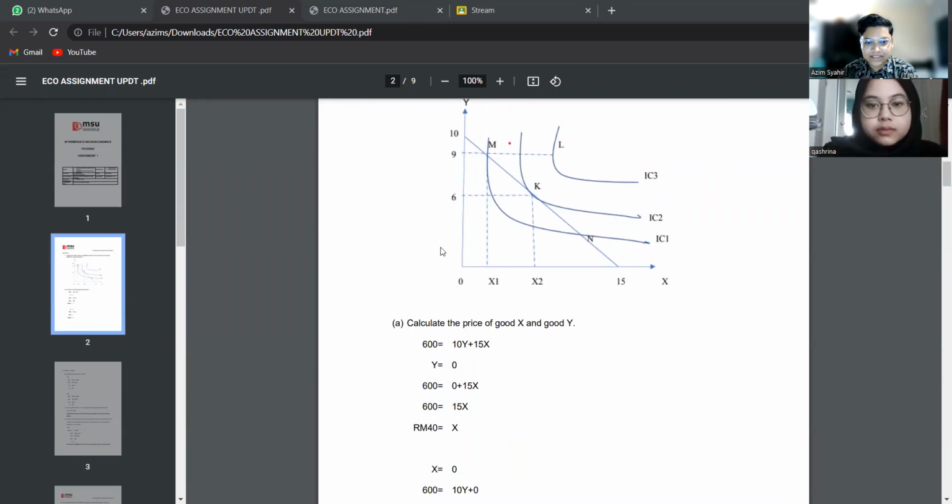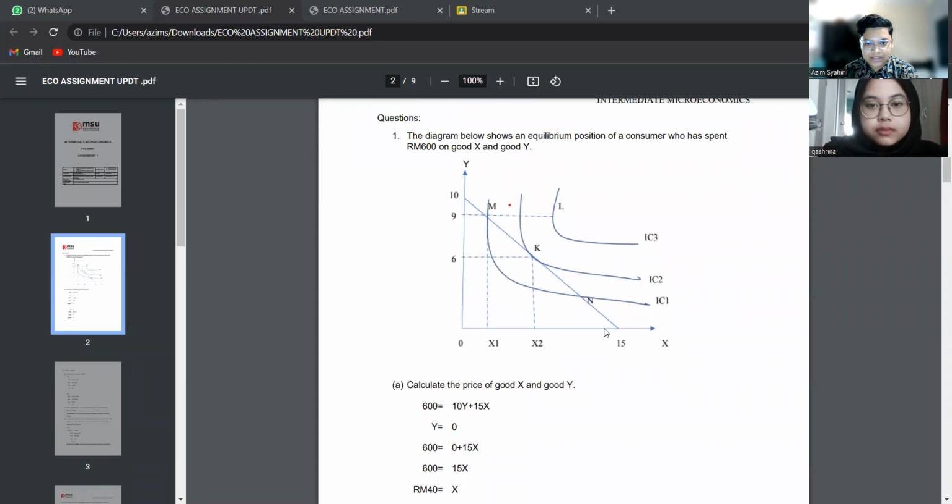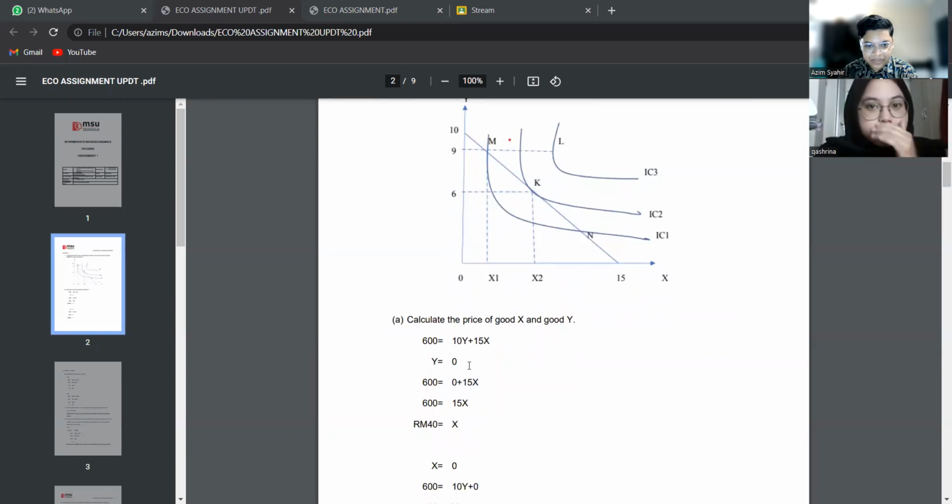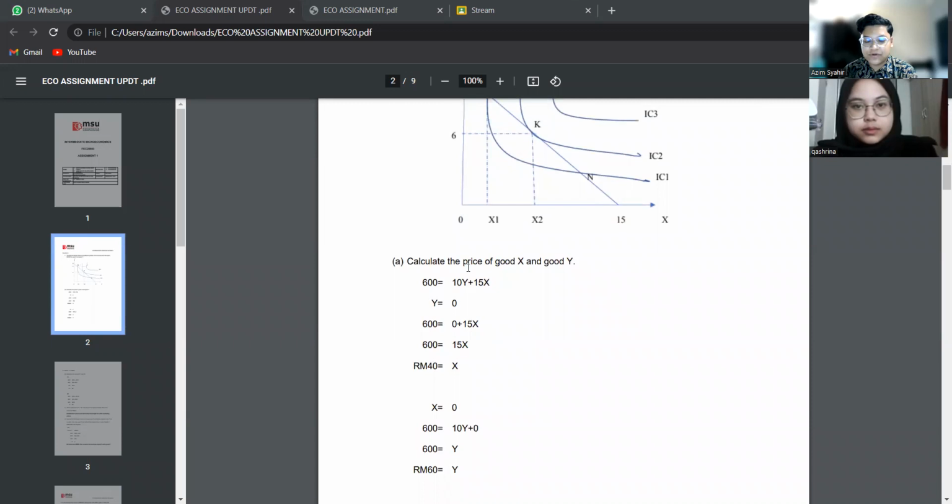For that, we have to insert into the formula. As you can see here on the budget line, we have 10 and we also have 15. So we know that 15X and 10Y. If you put all of that together, 600 is the income plus 10Y, and 10 is the quantity and 15 is also the quantity. Now we can just assume Y becomes 0 to find X. So 600 equals 0 plus 15X. So 600 equals 15X. So X is 600 divided by 15, we get 40.